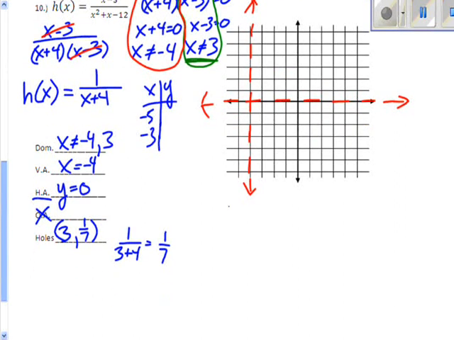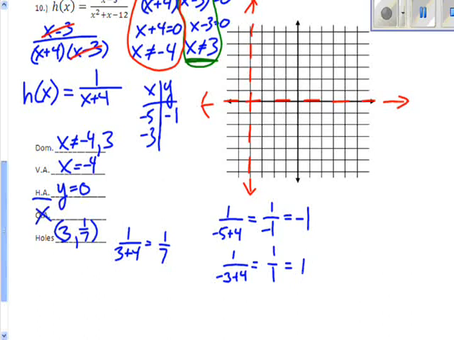So again, I'm going to plug this in. That's going to be 1 over negative 5 plus 4. So that's 1 over negative 1, which is negative 1. That was easy. And I'm going to do the negative 3, so I plug the negative 3 in. So that's 1 over 1, which is 1. Well, that was easy enough. So I've got negative 5, negative 1, which is right here. I've got negative 3, 1, which is right here.